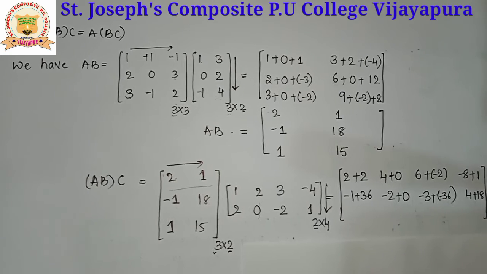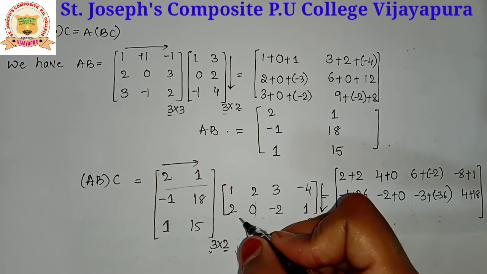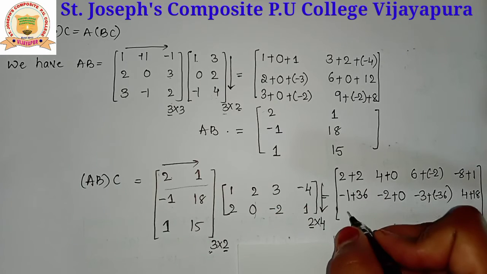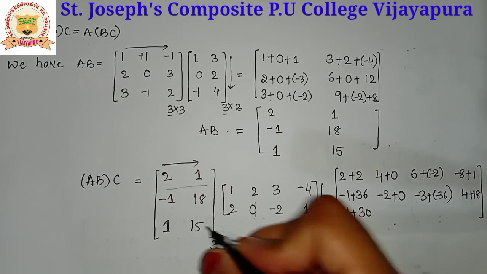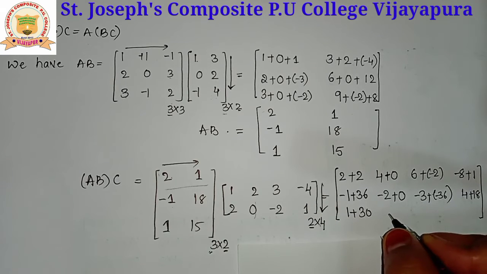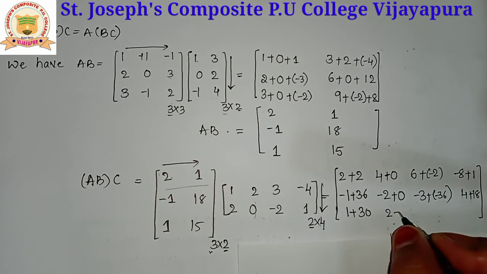So next element will be A31, which means third row, first column. 1 into 1 is 1 plus 15 into 2 is 30. Next element will be A32, which means third row, second column. 1 into 2 is 2 plus 15 into 0 is 0.